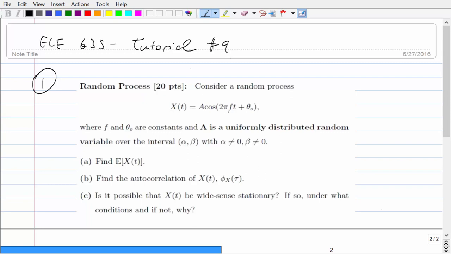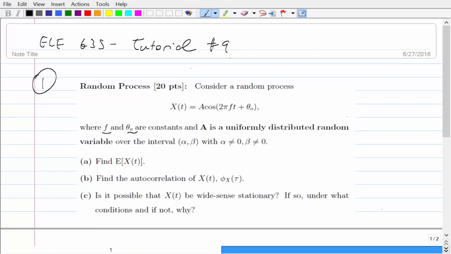So we have this random process here. It's just a cosine wave. The frequency f and the phase theta 0 are constants, but the amplitude is uniformly distributed. If you remember from the examples from the last couple of classes, the phase was uniformly distributed, but this time the amplitude is uniformly distributed. So a little bit of a curveball here, okay? It's a uniformly distributed random variable defined between two constants, alpha and beta, and we'll assume that alpha is less than beta, and they're both non-zero.